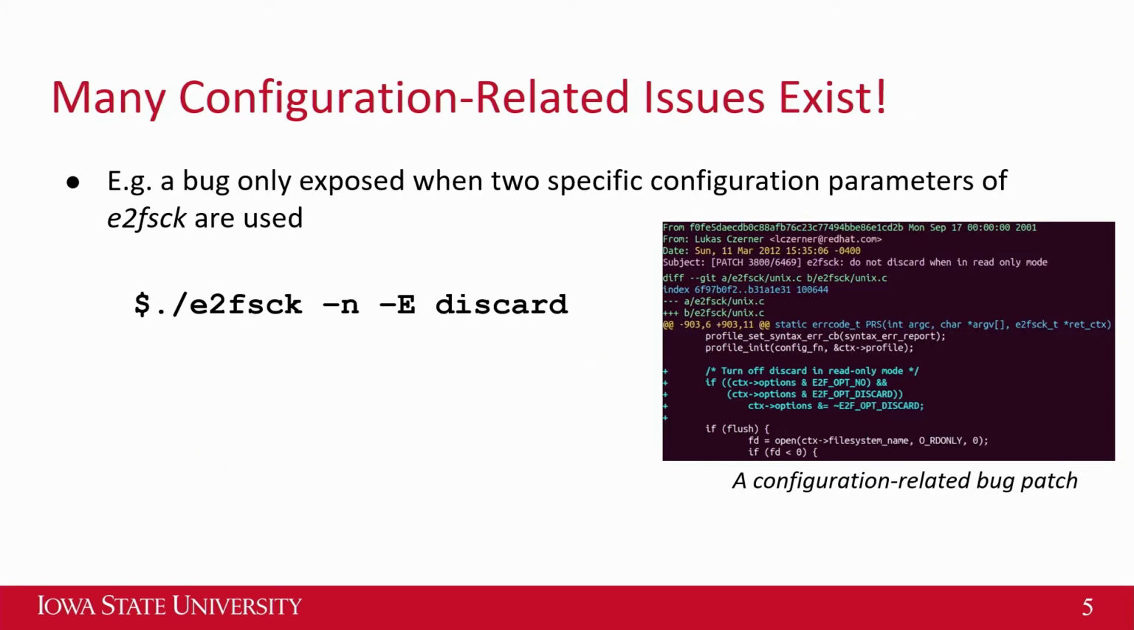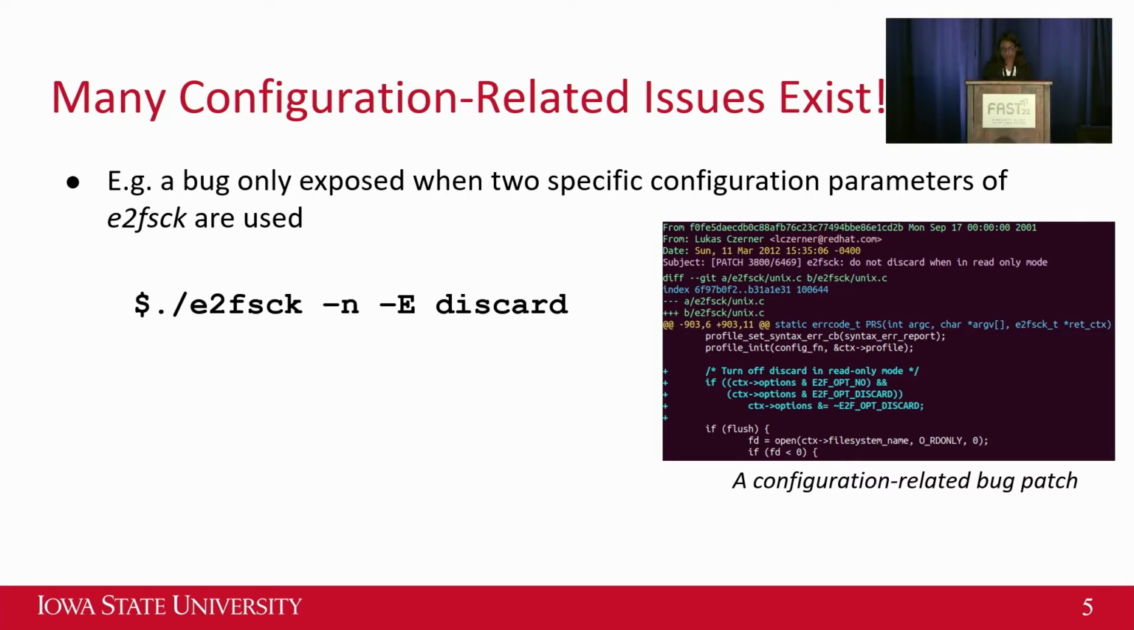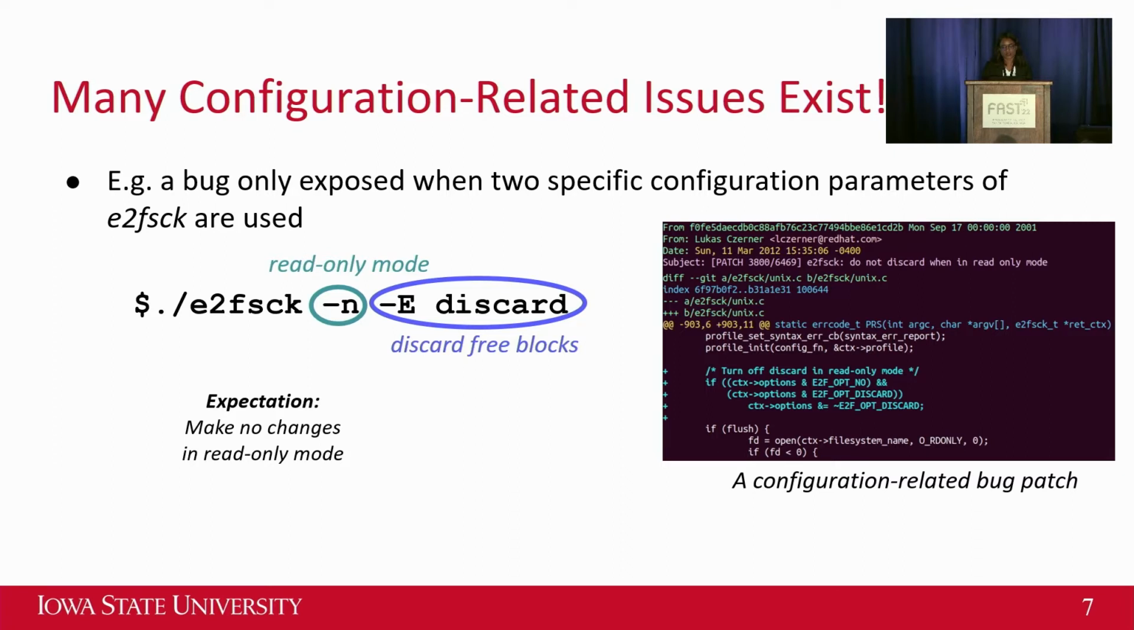Many configuration related issues exist in the storage system. Here is one such example in E2FS. This bug is only triggered when two specific parameters N and E discard are used together. N is for read-only mode and discard is to discard free blocks. When executed with these two parameters, the expectation is that there would be no change when using read-only mode. But in reality, E2FS discards the free blocks unexpectedly.